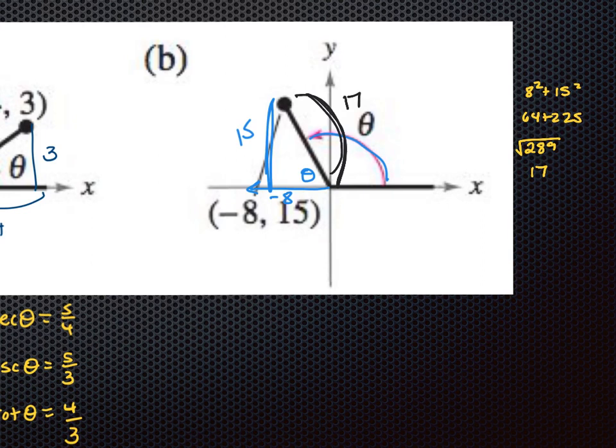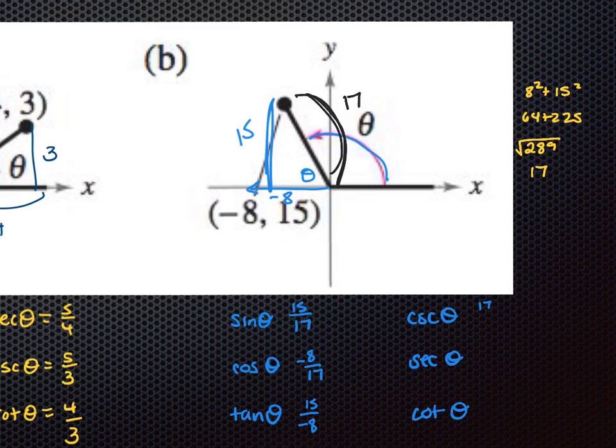And then comes all the same things that we asked for before. Sine, cosine, tangent, cosecant, secant, cotangent. So sine 15 over 17, cosine negative 8 over 17, tangent 15 over negative 8, and then the reciprocal functions: 17 over 15, negative 17 over 8, and negative 8 over 15. So the positive and negative signs are important on these. You want to pay attention to the signs on your coordinate. x is always going to be the horizontal distance, y is always going to be the vertical distance.